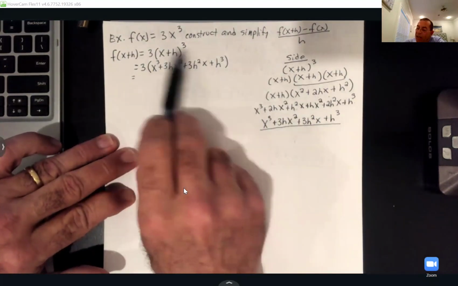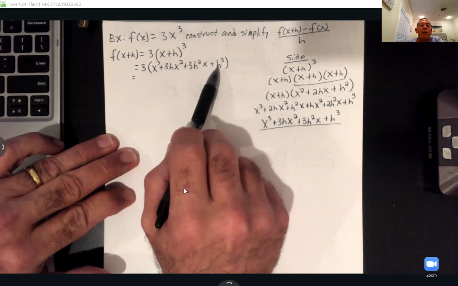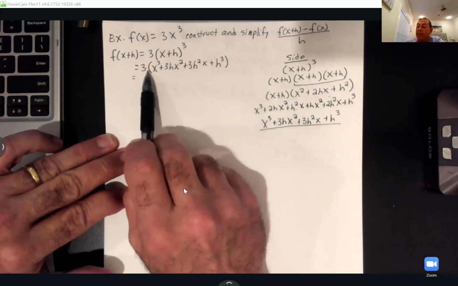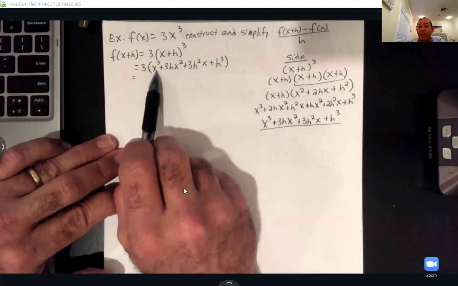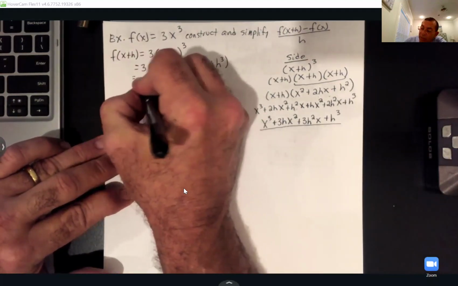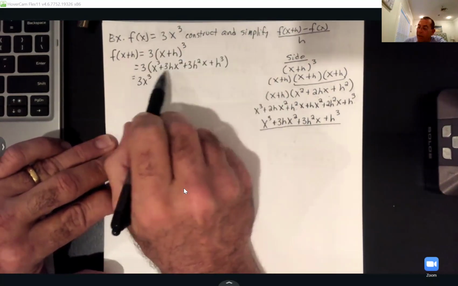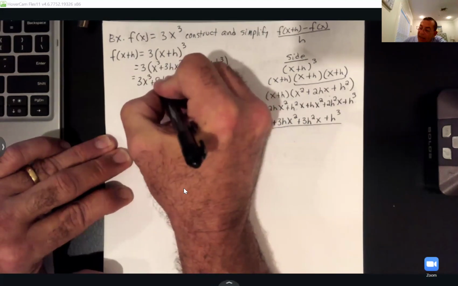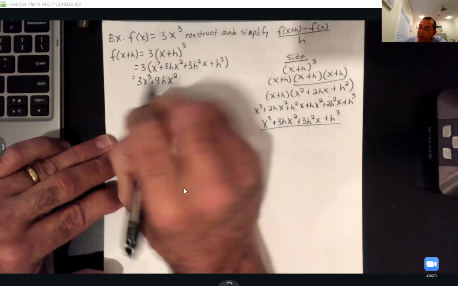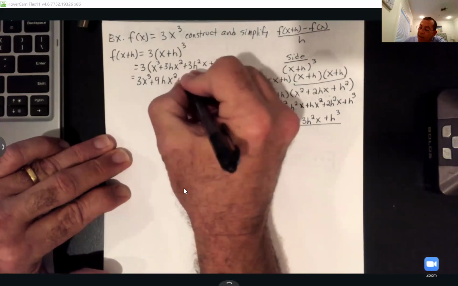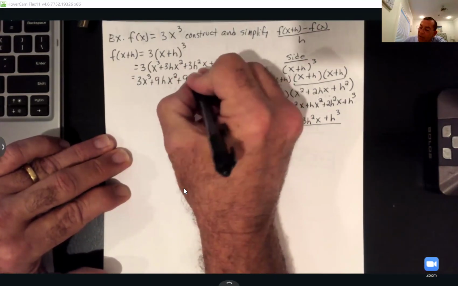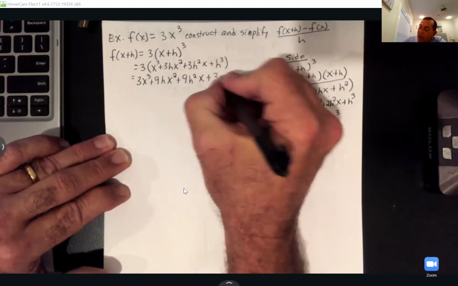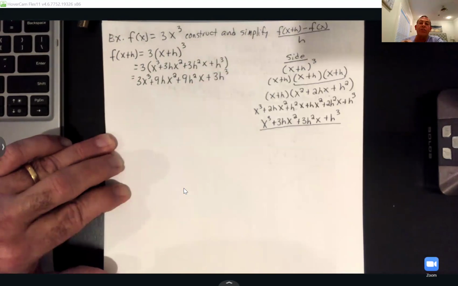Alrighty, so we've plugged in for our x plus h to the third. Now we've got to distribute our 3, and then we'll be done with the f of x plus h. So 3 times x cubed is 3x cubed. 3 times 3 is 9hx squared. 3 times 3 is 9h squared x. And then 3 times h cubed is 3h cubed.